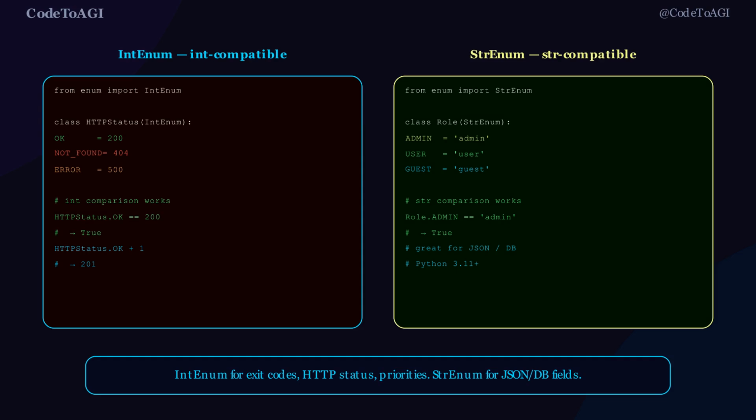StrEnum inherits from str and Enum. Members compare directly to plain strings. Available from Python 3.11 onward. Perfect for JSON fields and database column values.